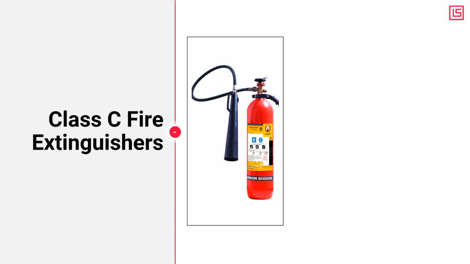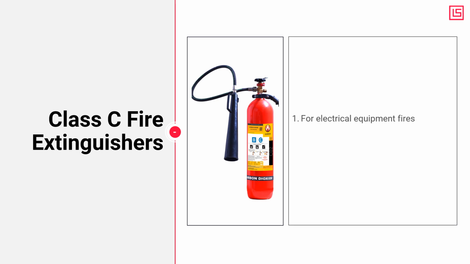Class C fire extinguishers, which are yellow in color, are used for fires involving energized electrical equipment or wiring. They typically contain a non conductive material such as carbon dioxide or a dry chemical powder and work by cutting off the electricity to the fire.